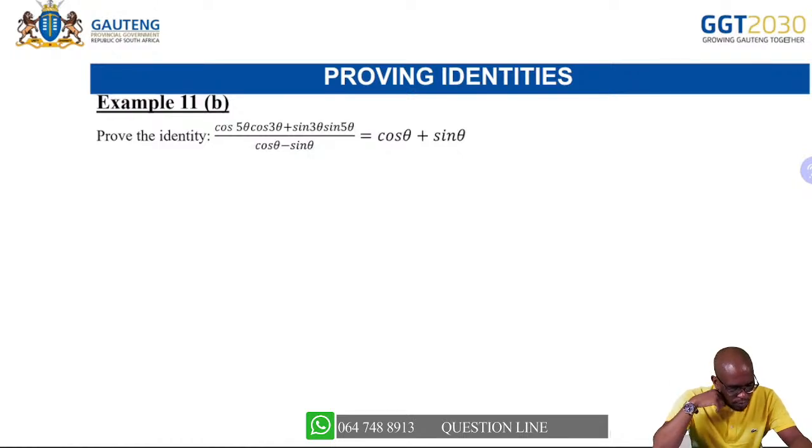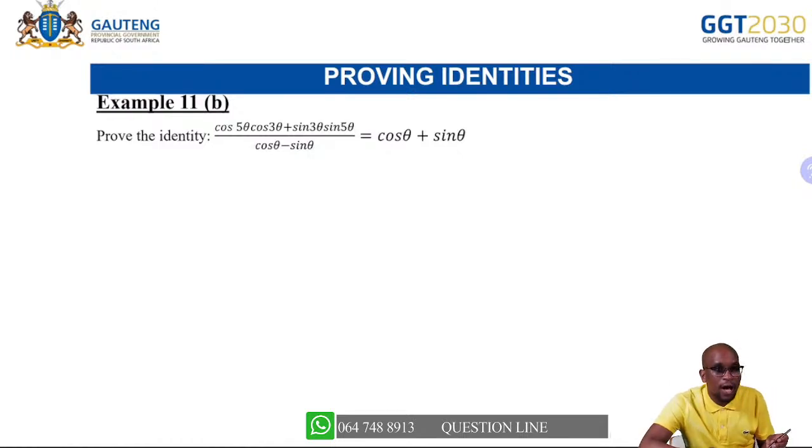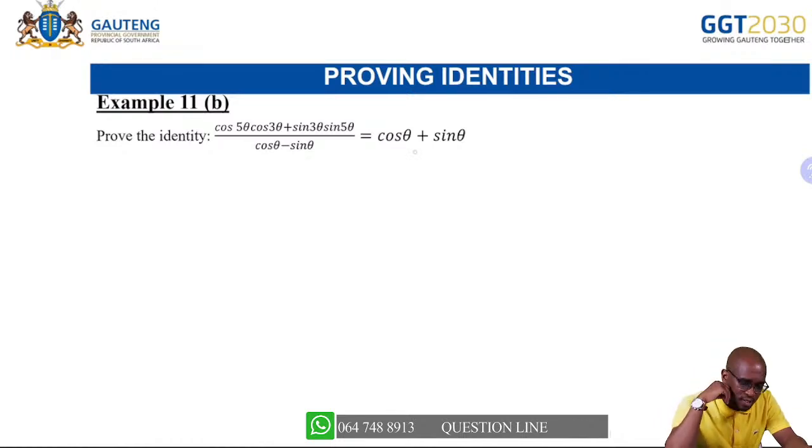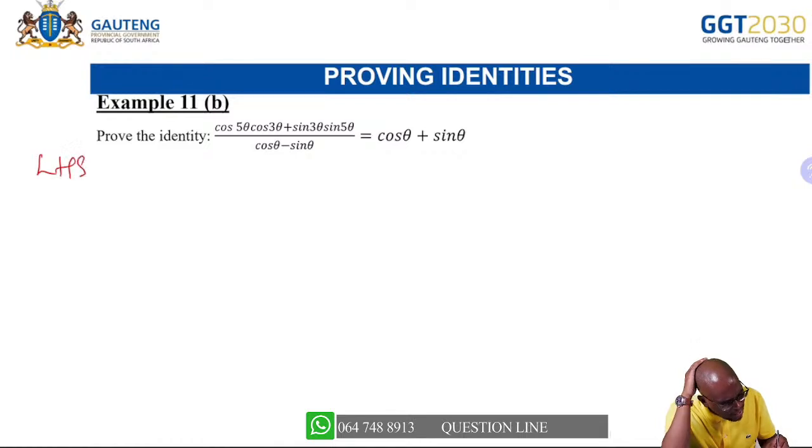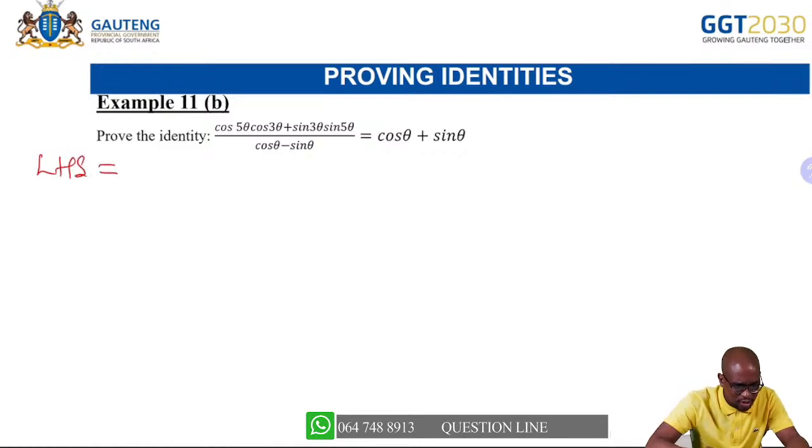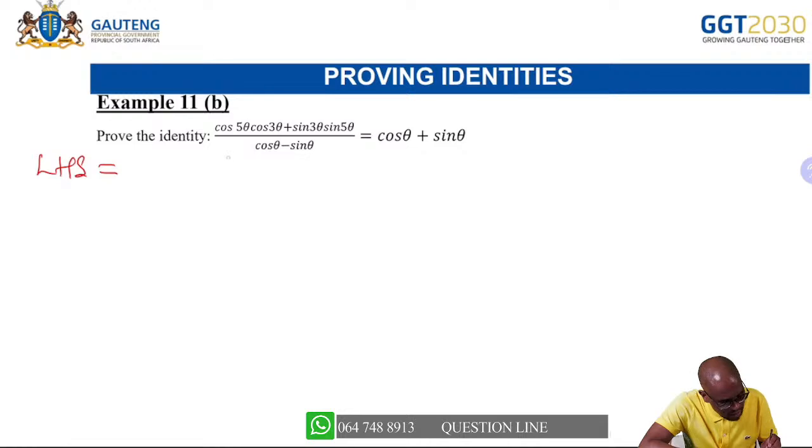We move on, good people. This is still proving identities. So in this one now, we are going to check the left hand side and the right hand side. You can see more work can be done on the left hand side, because it has cos, sine, sine. So this, you can see, is a compound angle. So what we can basically do is try to condense it. So we can work first on the left hand side.